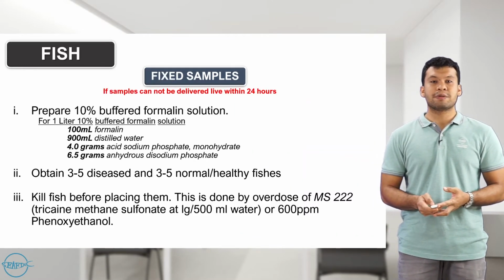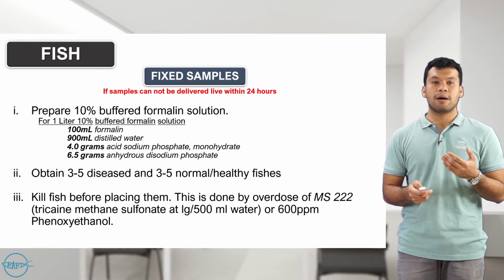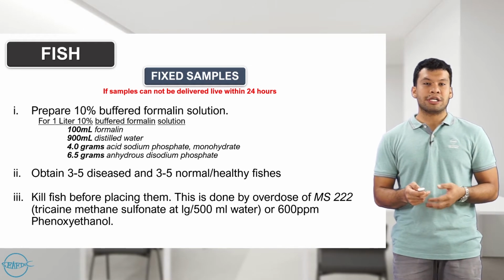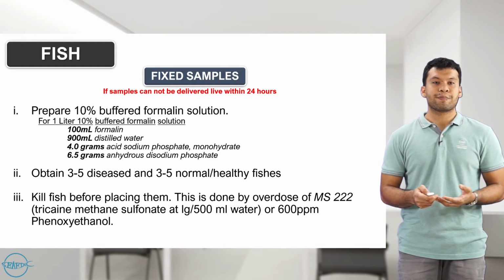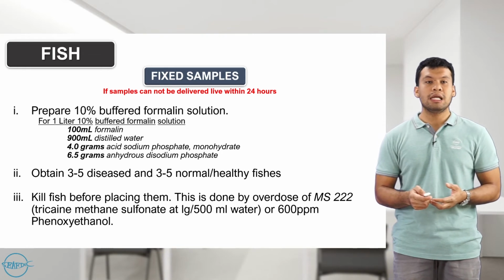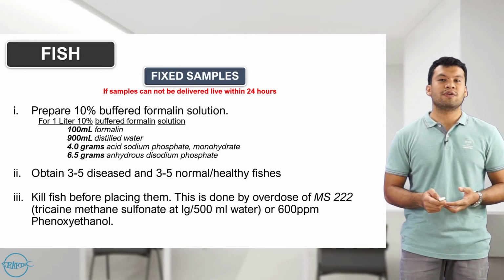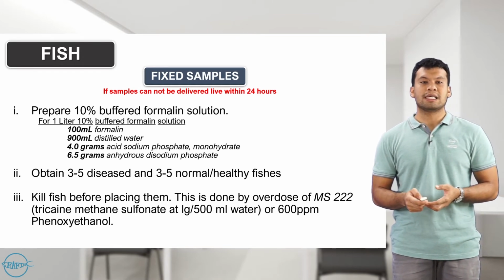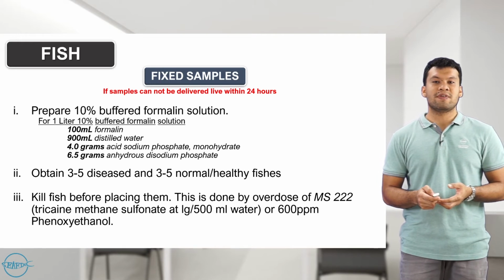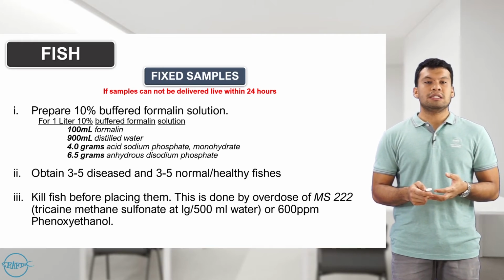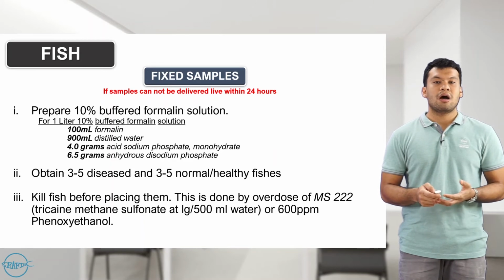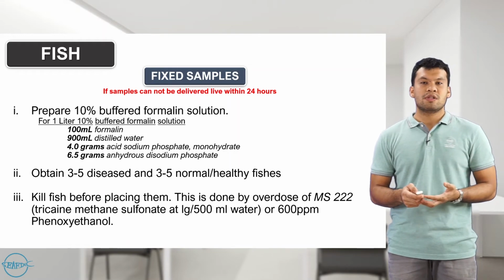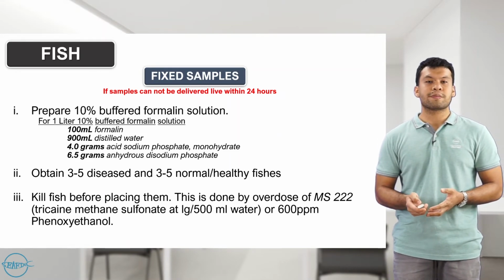Then for fixed samples of your fish, you can always use 10% buffered formalin. If you have access to that in your laboratory or in your hatchery, you can prepare your 10% buffered formalin and use that for fixation of your sample. You just need to obtain 3 to 5 deceased and 3 to 5 normal fish again. Since your fish is very agile, you need to kill or immobilize them. You can use MS-222 and 600 ppm of phenoxyethanol so that you can immobilize or kill your fish.